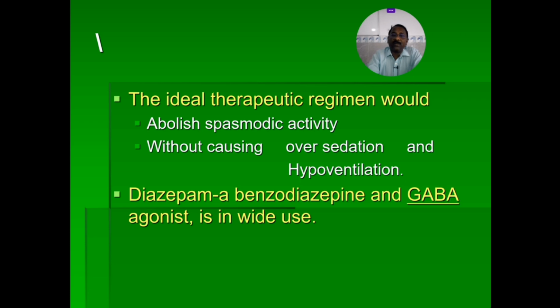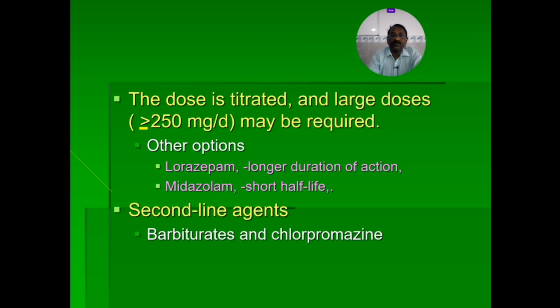Here diazepam, a benzodiazepine and GABA agonist, is in wide use. Larger dosages, more than 250 milligrams per day, may be required. Other options are lorazepam and midazolam. Lorazepam has a longer duration of action, whereas midazolam has a shorter half-life. Second-line drugs are barbiturates and chlorpromazine.